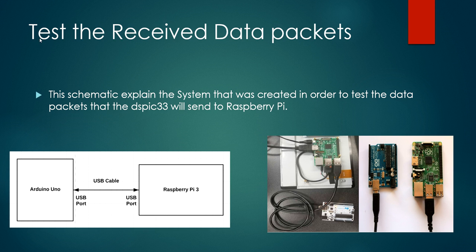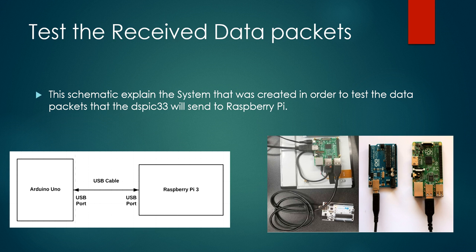In order to test the received data packets on the Raspberry Pi, I used an Arduino Uno. Over here, this schematic explains the system that was created. We have a USB cable connecting the Raspberry Pi and Arduino. The Arduino will send the same data packets that the dsPIC will send to the Raspberry Pi.